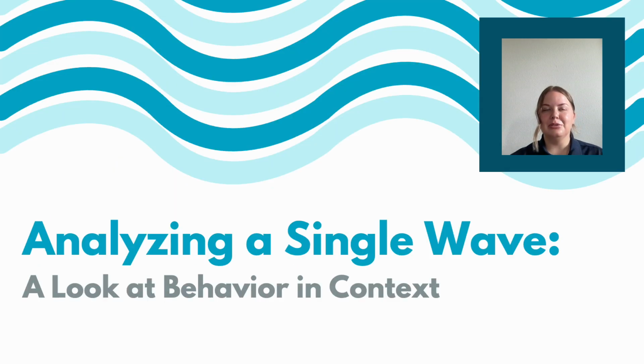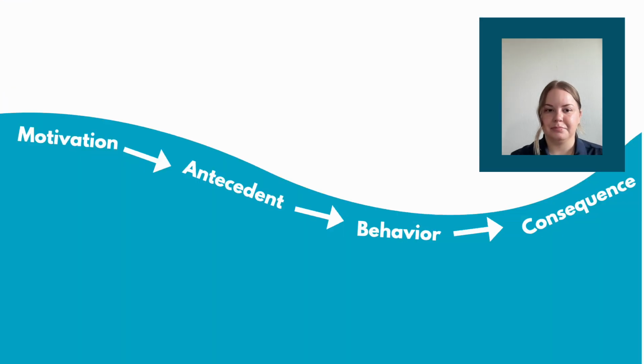In order to really look at the behavioral stream, we have to analyze a single wave because, like we talked about, it is so complex and we can't really look at the whole ocean. We can't look at this whole stream and figure it out. And in order to really understand behavior, we have to start to analyze it wave by wave, but while keeping in mind that it's still within this big stream. It's still within this behavioral stream. So we have to look at the behavior in context by analyzing a single wave.